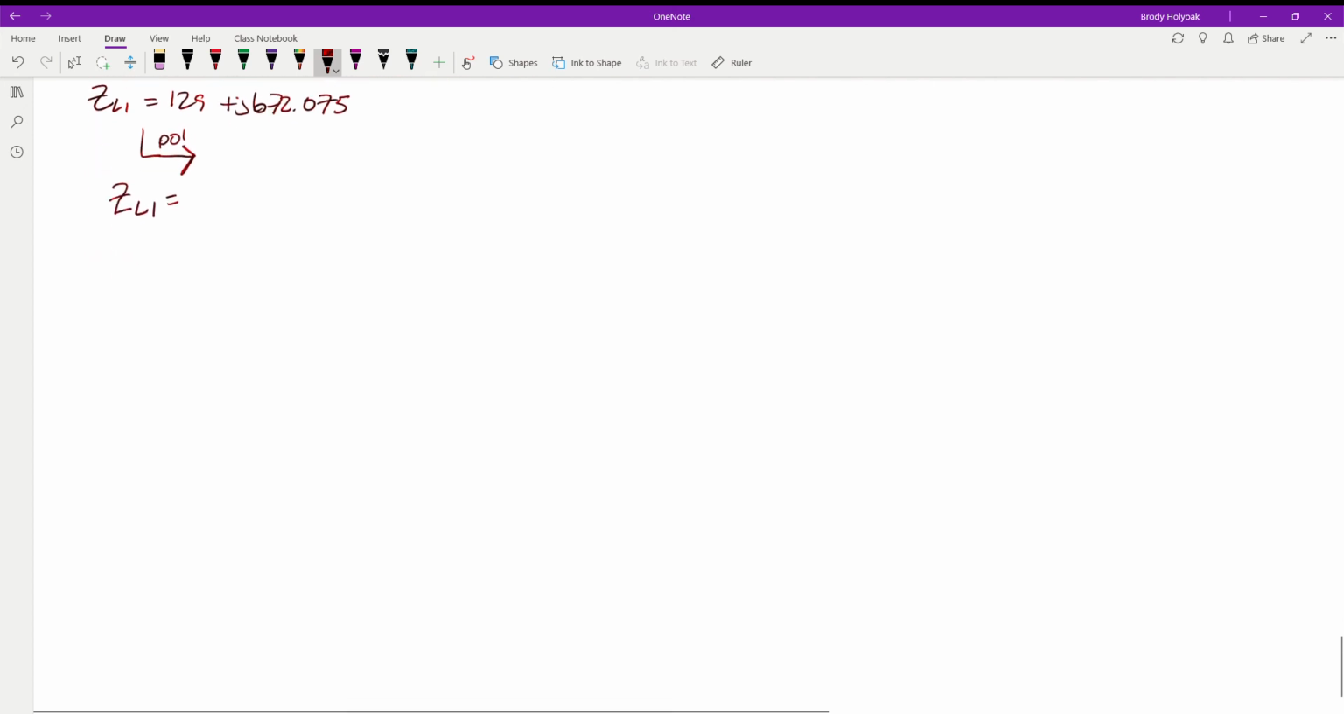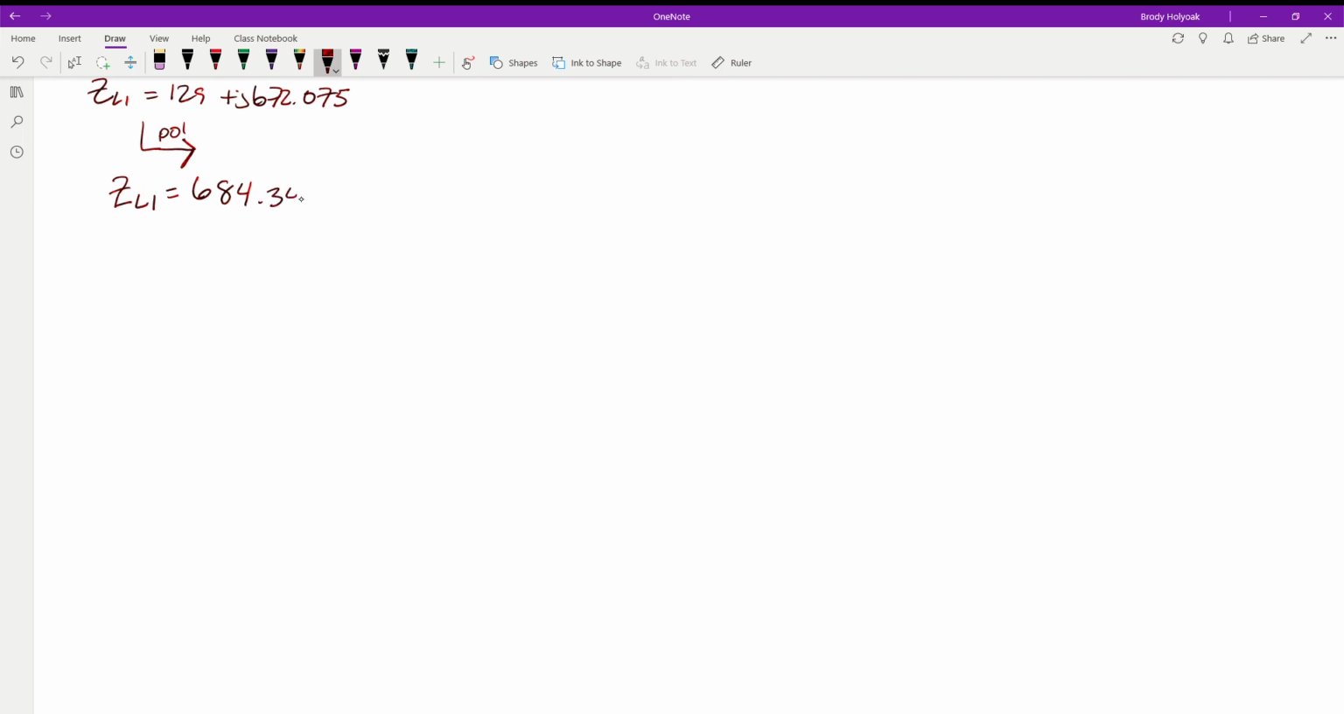So the polar value for inductor 1 is 684.343 at an angle of 79.135. As you can see, this 129 ohms winding resistance actually had quite a huge effect, because now we've dropped 10 degrees on our phase shift, which is important for when we're measuring these things to get those right. 10 degrees is a lot that we can actually measure. So there is our total impedance for our inductor.